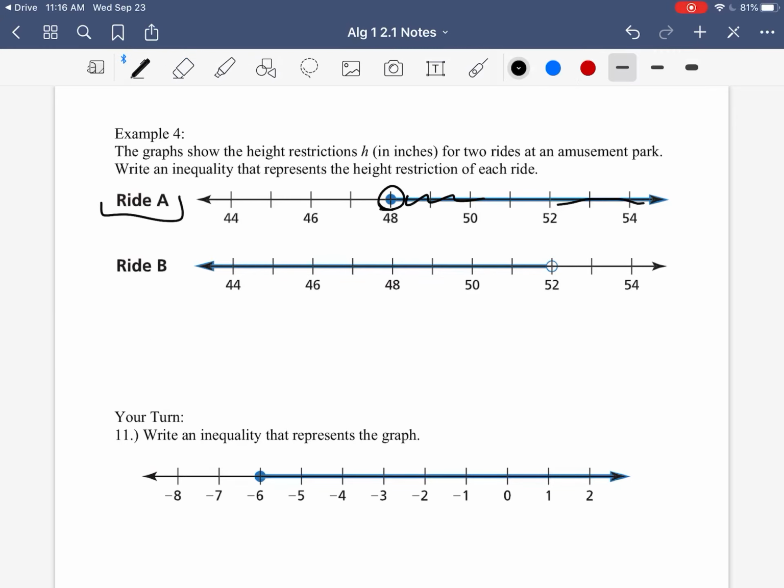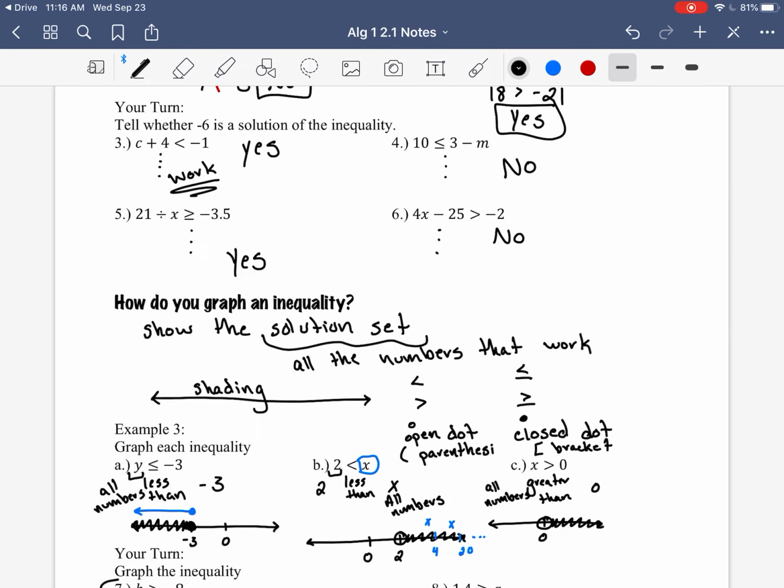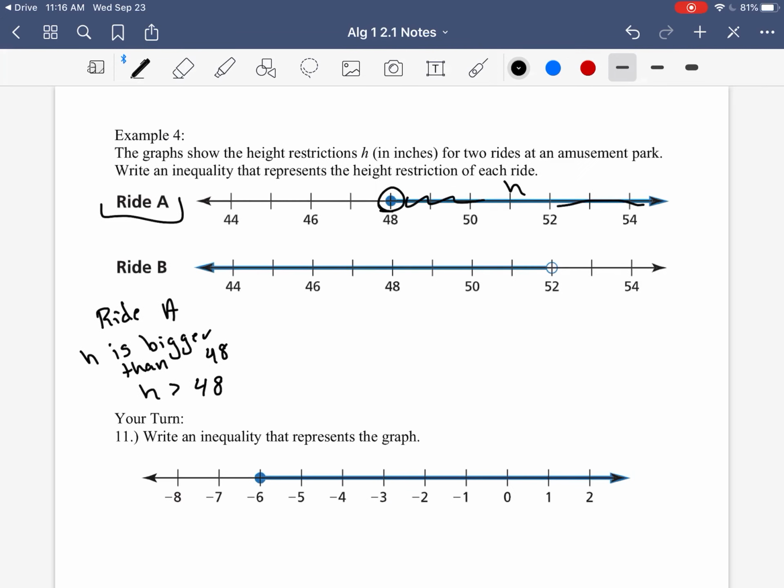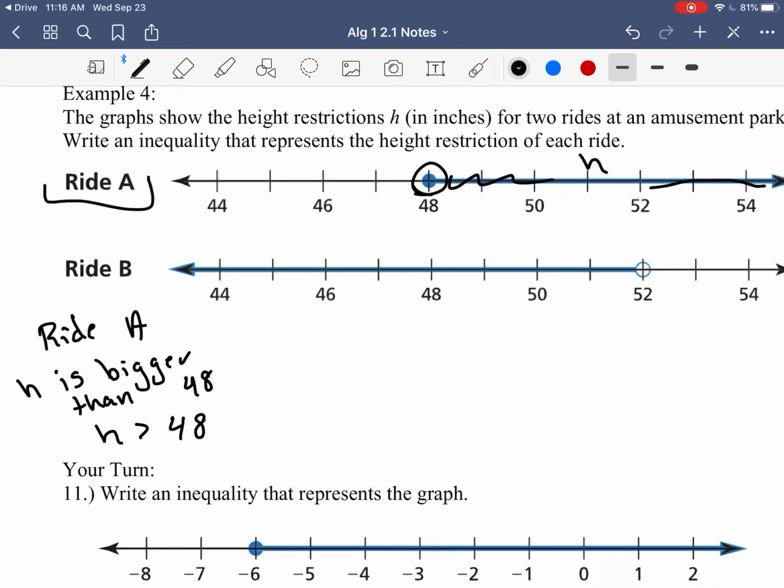Ride A. H is bigger than 48. Writing that in words is very helpful. So I want H to be greater than 48. And then we look at the dot. Again, remember the difference between our open and closed dots. So here we have a closed dot, so greater than or equal to. So H has to be greater than or equal to 48.